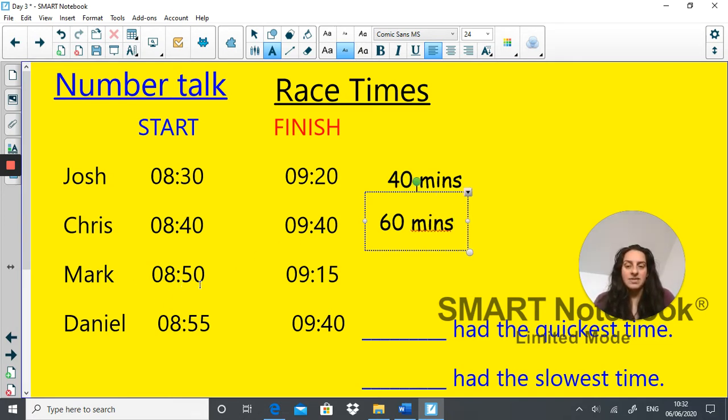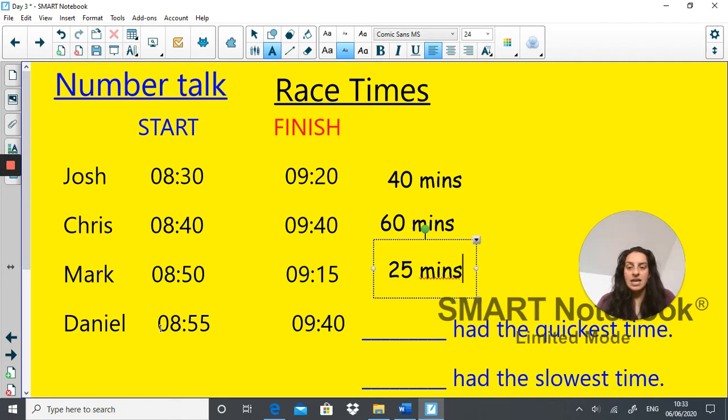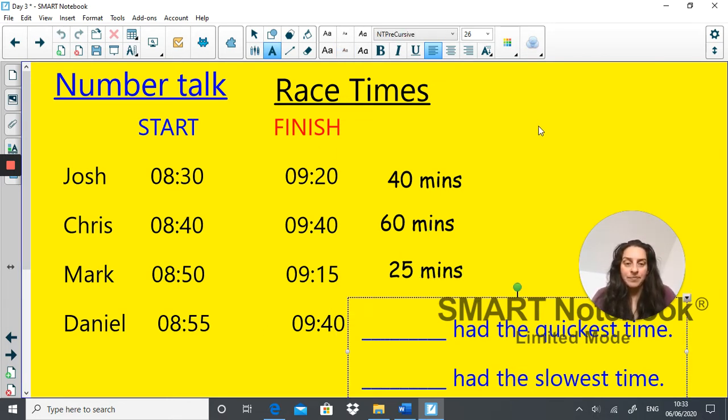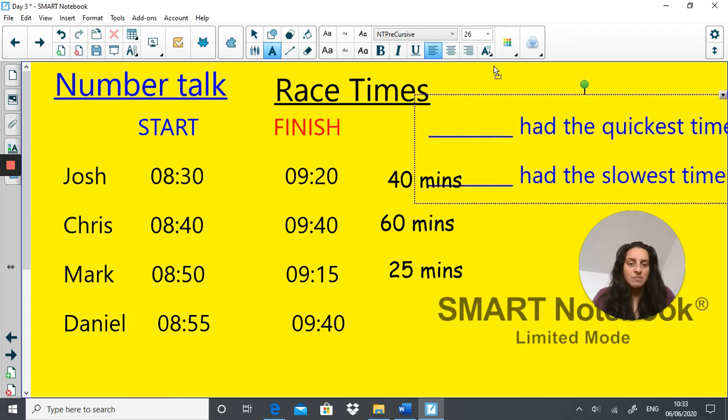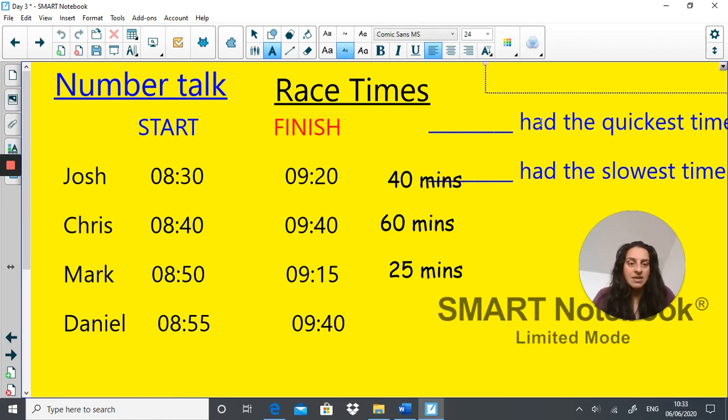Mark started at 8:50 and finished at 9:15. So it took him 25 minutes to complete that race. And Daniel started at 8:55 and finished at 9:40, which means that it took him 45 minutes to complete the race.